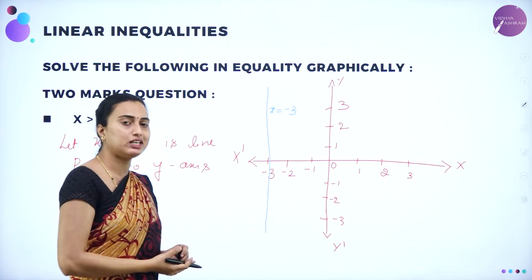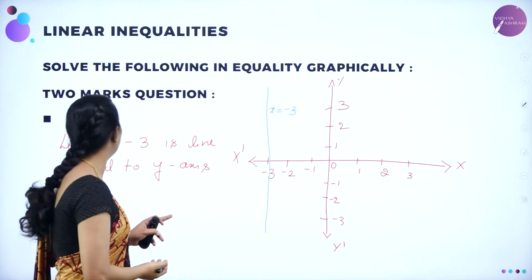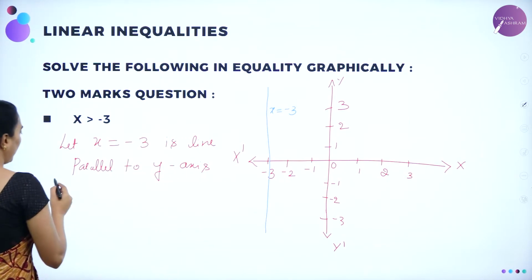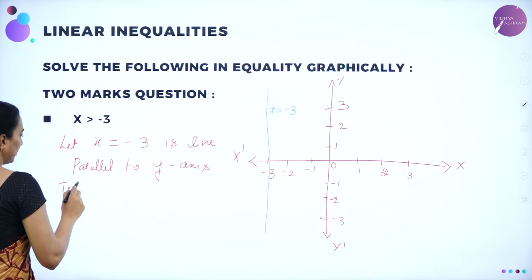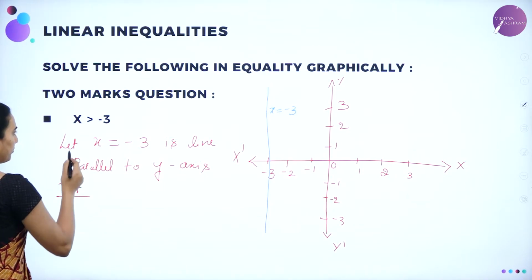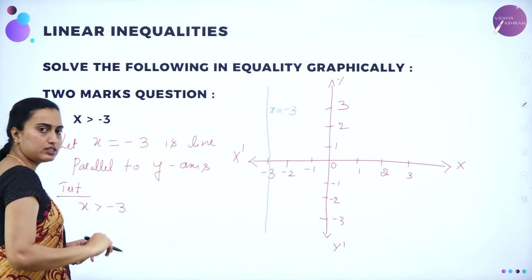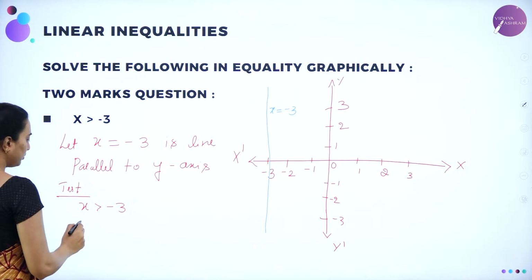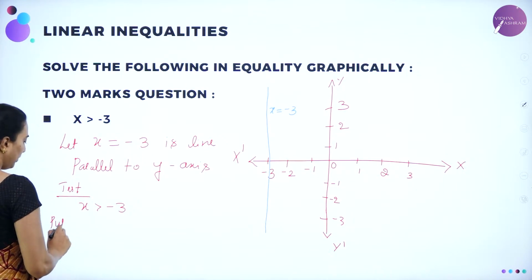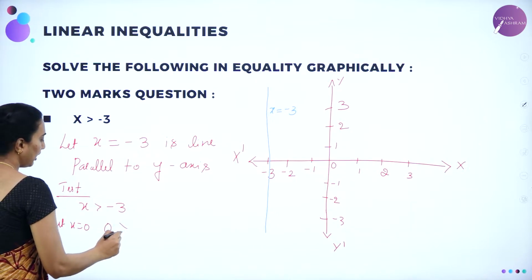And here you need to test for the origin. So if you want to test for the origin, I am taking the point as the origin. How the testing will go: the same inequality I am considering, x is greater than -3, and then putting x equal to 0 here. So 0 is greater than -3.